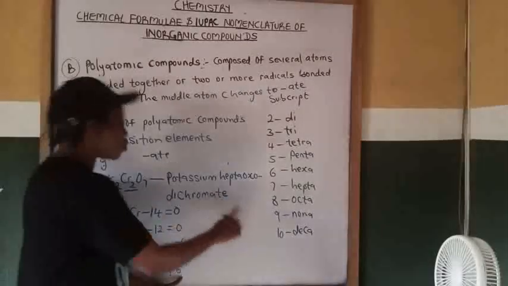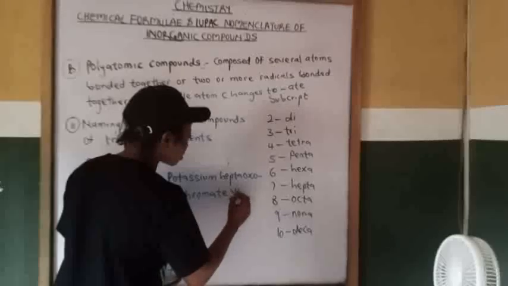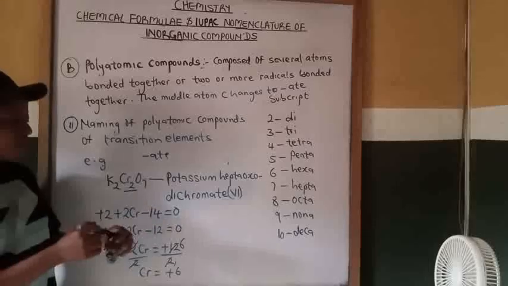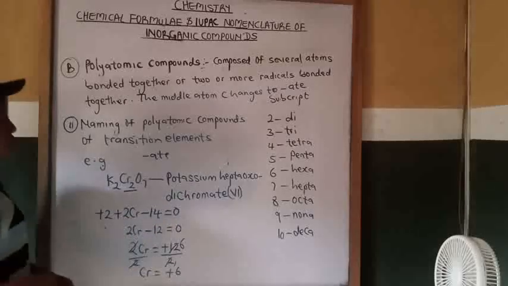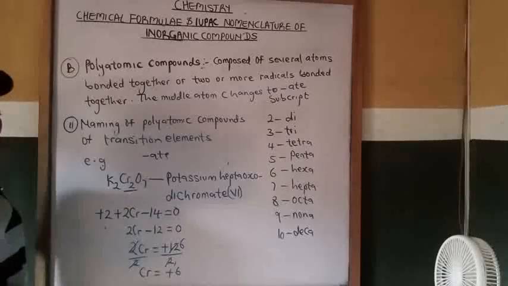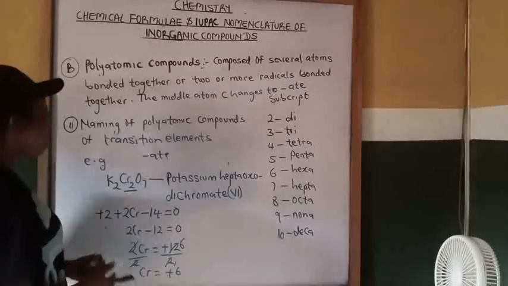So we call this dichromate 6. So the name of this compound is potassium heptaoxo dichromate 6. Potassium heptaoxo dichromate 6. Let's take more examples.